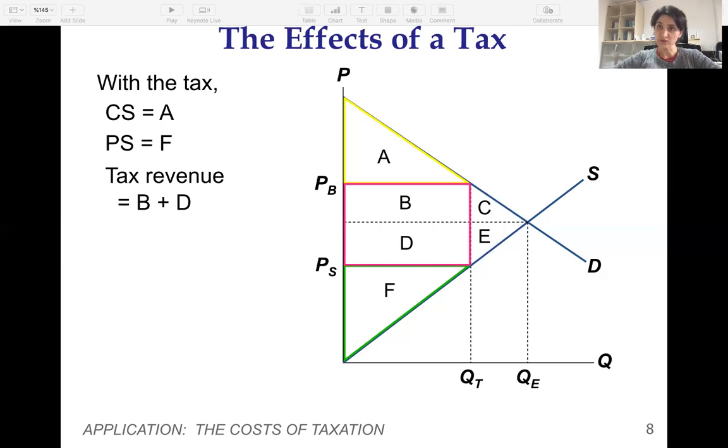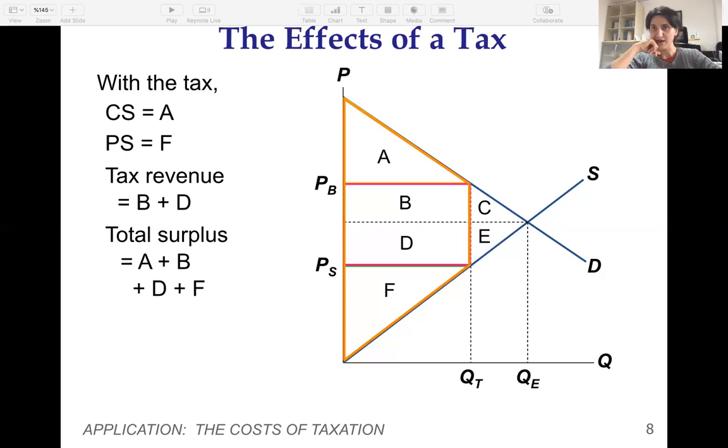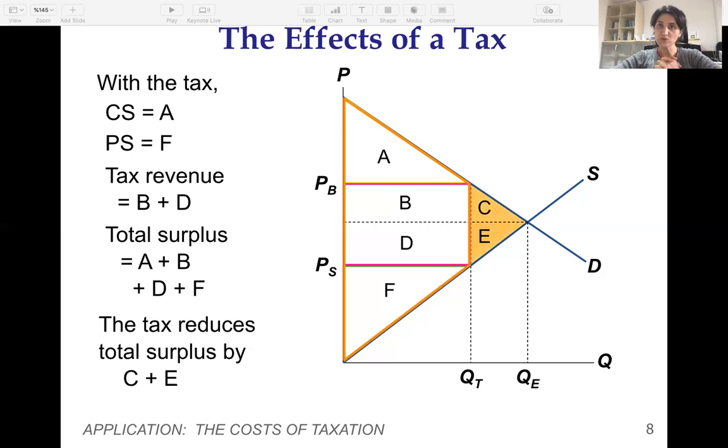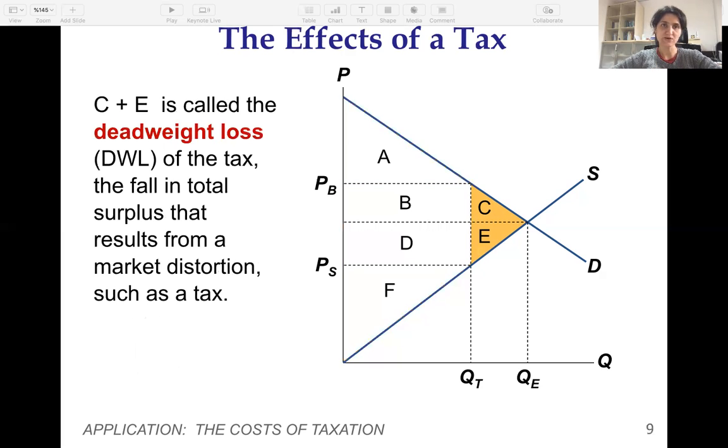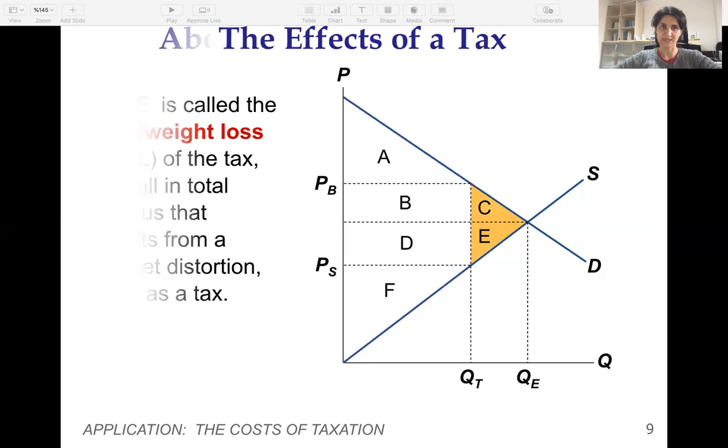But in the total surplus, we also had C plus E, right? C plus E belonged to the total surplus as well. Then what happened to it? The total surplus will be A plus B plus D plus F, and there is no C plus E. So the tax reduces total surplus by C plus E. This C plus E is called the deadweight loss of the tax, the fall in total surplus that results from a market distortion such as a tax.